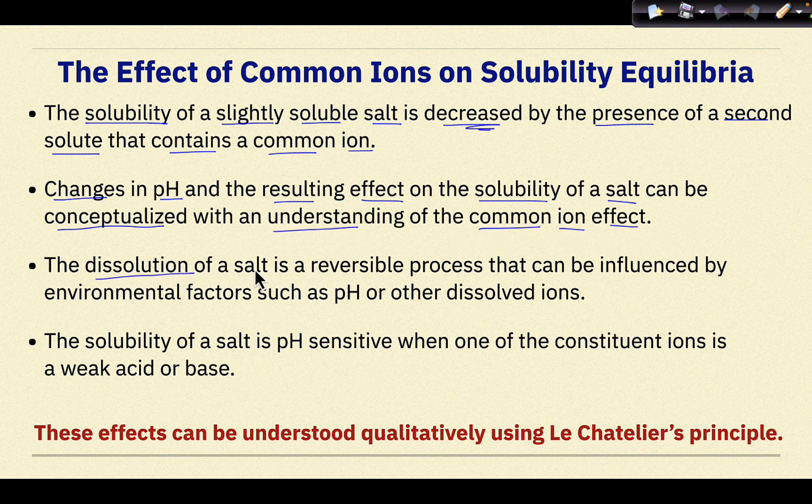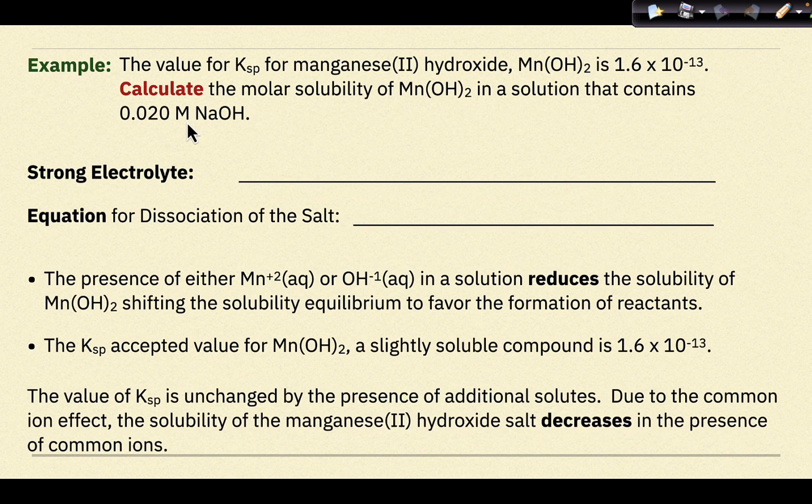The dissolution of a salt is a reversible process that can be influenced by environmental factors such as pH or other dissolved ions. The solubility of a salt is pH sensitive when one of the constituent ions is a weak acid or base. These effects can be understood qualitatively using Le Chatelier's principle. Let's look at an example.